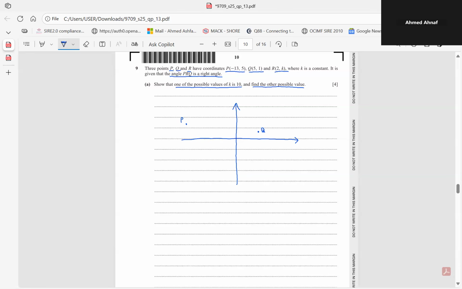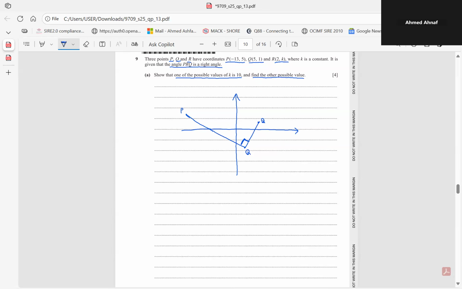Okay, and then point Q and point R, sorry, is somewhere here. Or it could be up here as well. Whatever. The position could vary for point R. So let's assume that's the position and let's sketch PQR, the angle PQR. So this is a right angle. So this is our sketch of what's going on, basically.